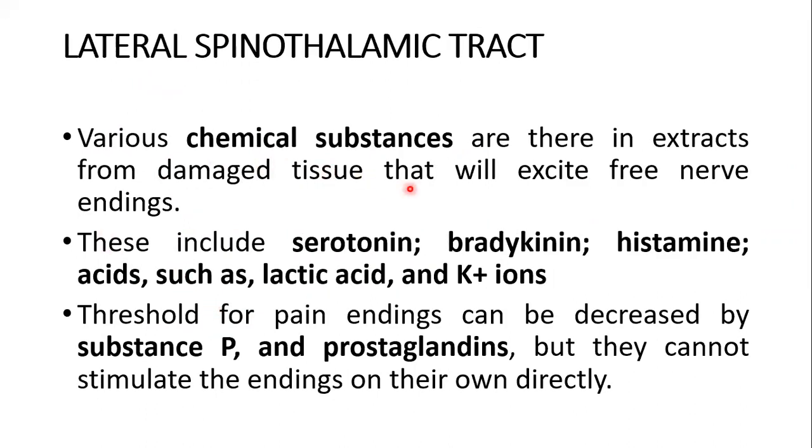Various chemical substances are present in extracts from damaged tissue that will excite free nerve endings. These include serotonin, bradykinin, histamine, acids such as lactic acid, and potassium ions. The threshold for pain endings can be lowered by substance P and prostaglandins, but unfortunately, they cannot stimulate the endings directly on their own.